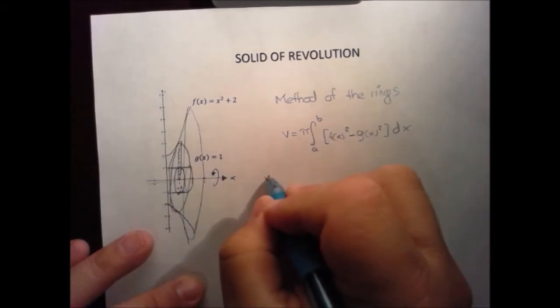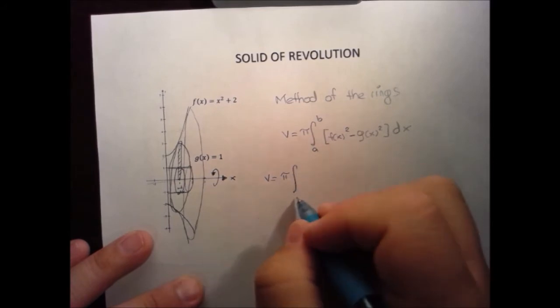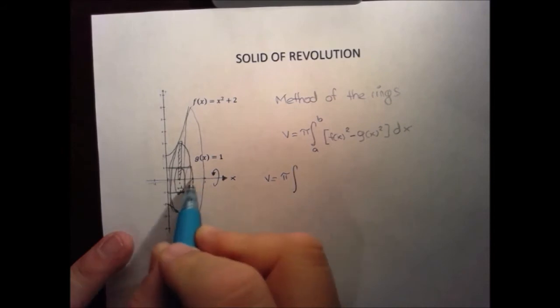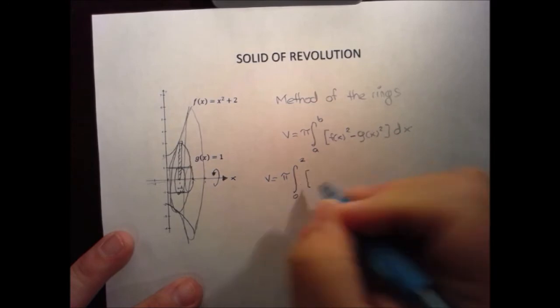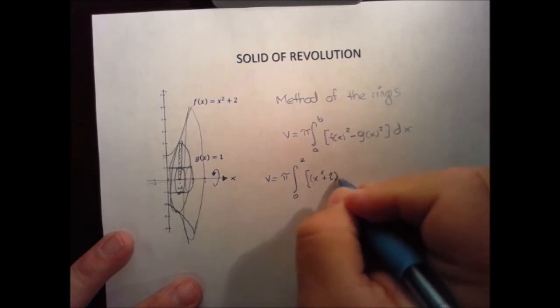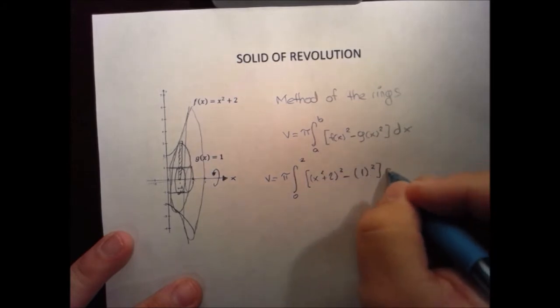Okay, so according to my problem, I'm going to write over here pi times the integral, in that case, we start at 0 and we're going to finish at 2. From 0 to 2 of the first function, which is x squared plus 2, squared, minus 1 squared, that is the second function.